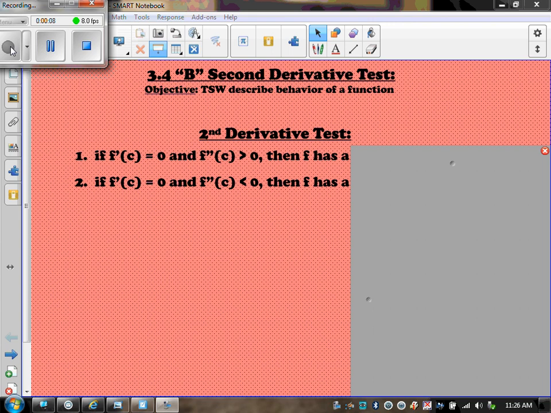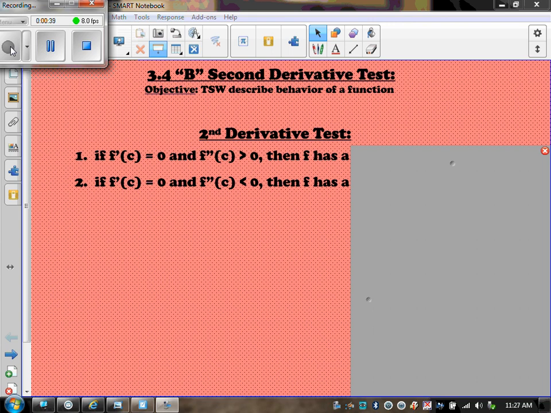Now, we've talked a lot about first derivatives and second derivatives and what they tell us about our original function. We've talked about the first derivative telling us that our function is increasing or decreasing. If our first derivative is positive, then it's increasing. If our first derivative is negative, then our graph is decreasing. And if it changes from increasing to decreasing, we know that we have a relative maximum there. If it goes from decreasing to increasing, then we know we have a relative minimum there, right? So the first derivative tells us some stuff about our original function.